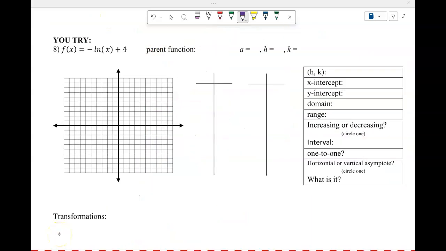So example 8 is a you-try question, okay? I'll get you started, but you do need to finish this all on your own. f of x equals negative, and remember, if you see a negative, in theory, that's a -1, okay? -1 times natural log of x plus 4. Now, if you guys see this right here, there's nothing adding to x. That means your h value is going to be 0. So your k is 4 and your a value is -1. Your parent function, because it is a natural log, is y equals natural log of x.